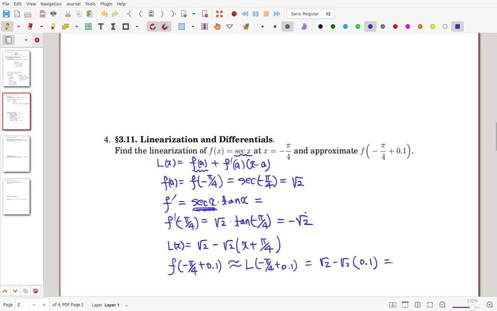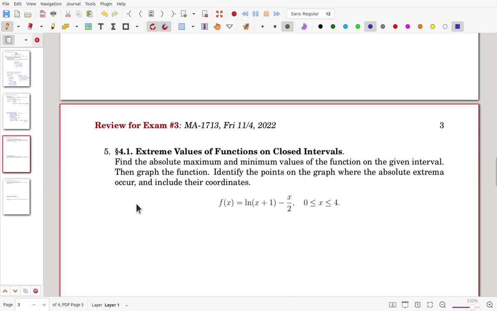So that is the same as, okay, square root of 2 is common and 1 minus 0.1, so eventually there's 0.9 times square root of 2. Okay, that's the final answer. Okay, let's go to number 5.